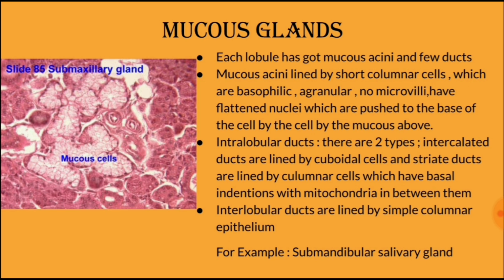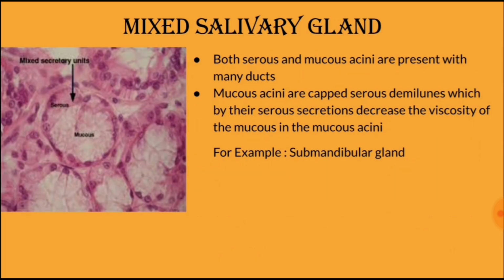So, the example of mucous glands are submandibular salivary glands, which are present at the inferior region of the mandible. Okay, so this is a mucous gland. Moving to the mixed salivary glands.